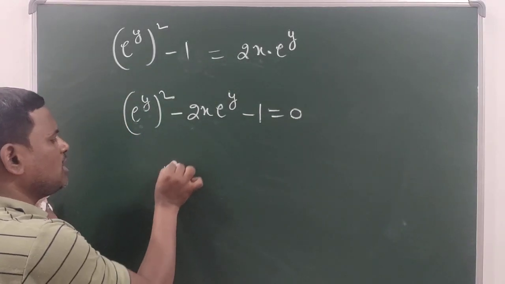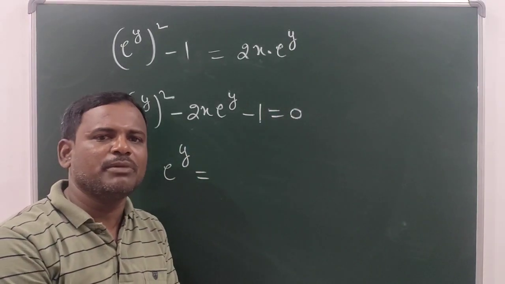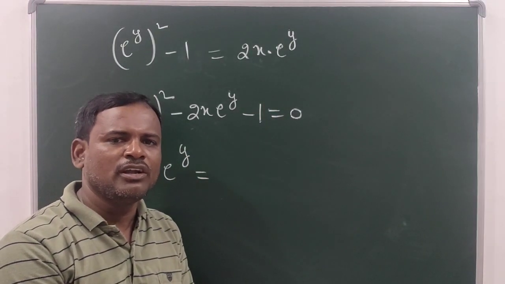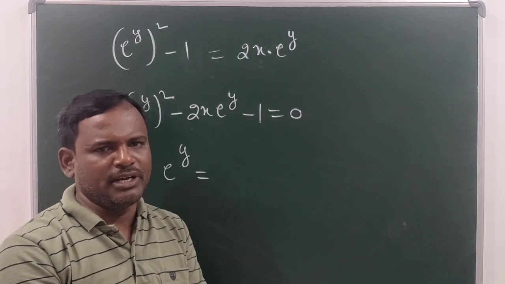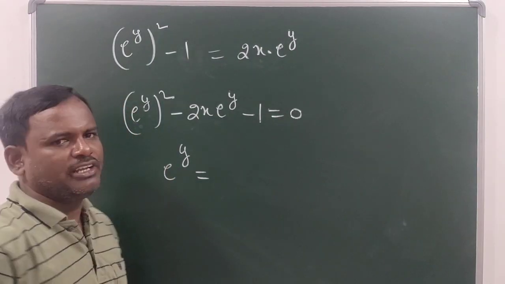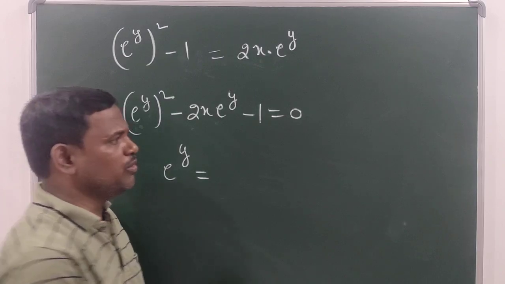Now, solve this one with the help of the quadratic formula: minus b plus or minus root of b square minus 4ac by 2a. But here, use only the plus symbol in the middle, because e^y is an exponential function. It is always positive.